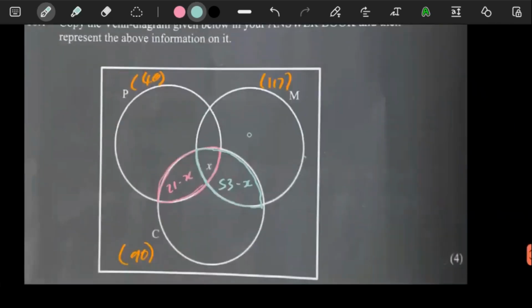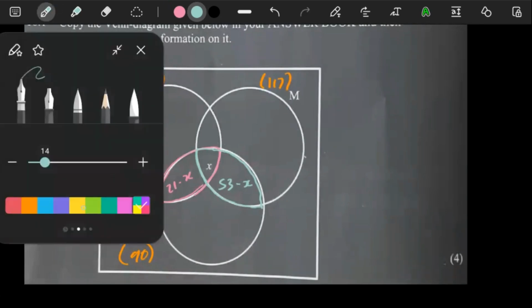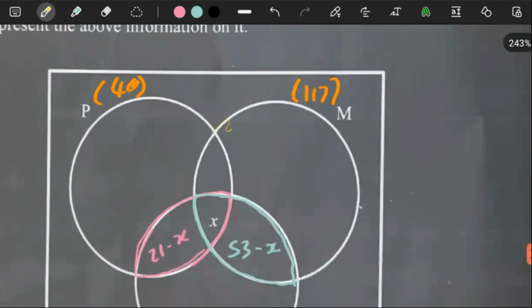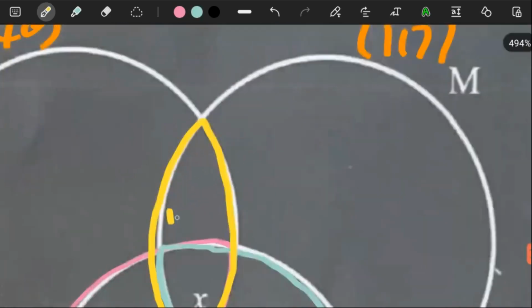And then the next thing that they said is 12 students study physics and maths. So it means where maths and physics meet, which is here, those two should add up to 12. You see, so it's this here, meaning this is going to be 12 minus x.